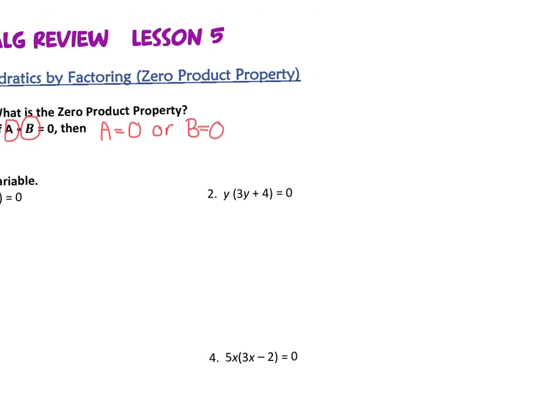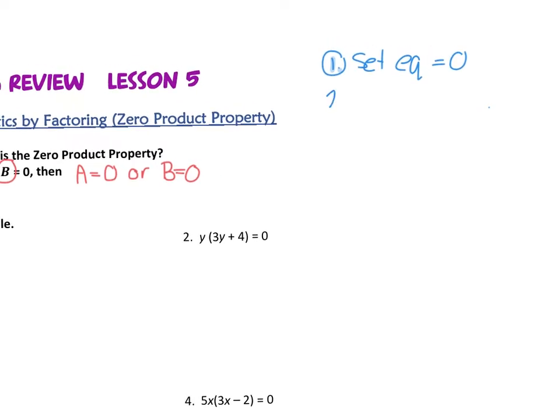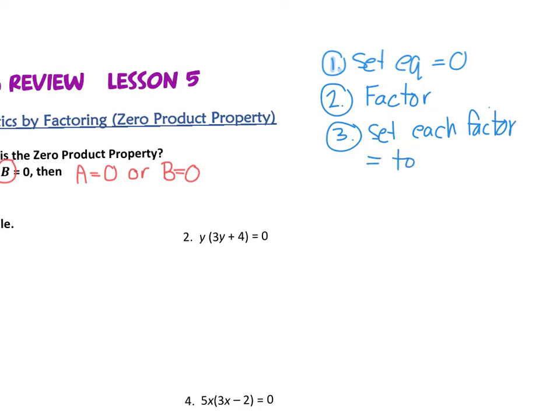All right, so let's go through here the steps to follow when solving an equation by factoring. The first thing is you want to set the equation equal to 0. Sometimes that's already going to be done for you. Step 2 is to factor. Step 3 is to set each factor equal to 0 and solve. All right, so anytime you're going to be solving by factoring, these are the steps you're going to take.